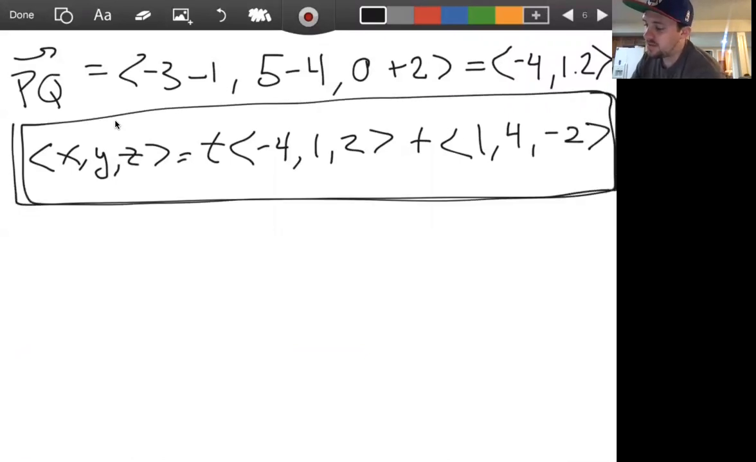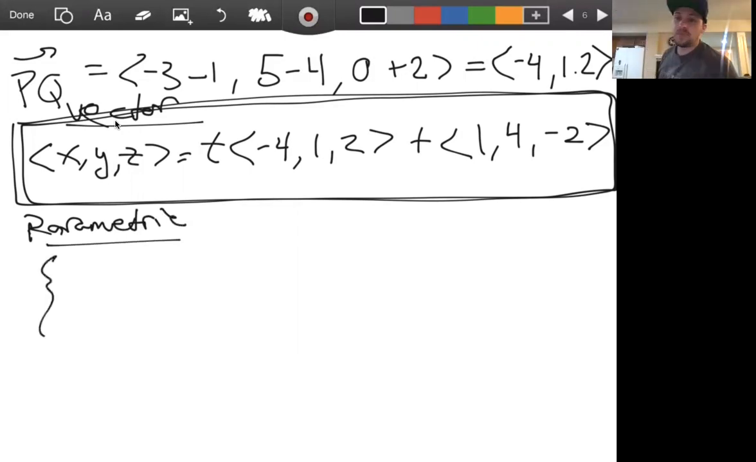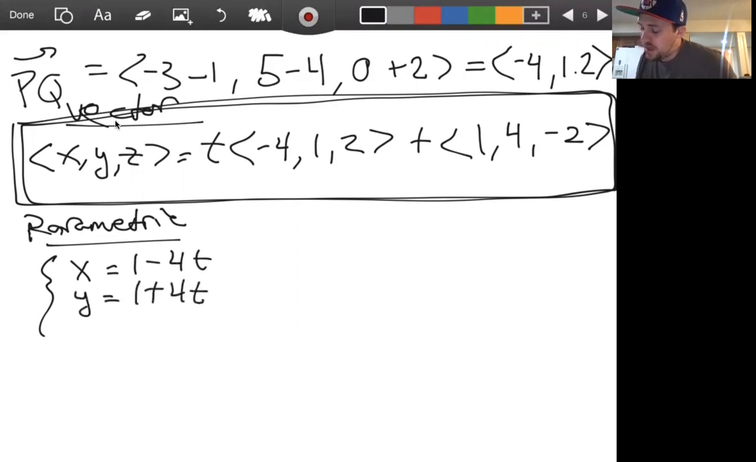Now, if we wanted to find the parametric equation, so this is vector, if we wanted to find the parametric, then we would just look component-wise and set each component equal. So we know that x is equal to 1 minus 4t, y is equal to 4 plus t... y is equal to 1 plus 4t, and z is going to be equal to -2 plus 2t. And so here's our parametric equation.